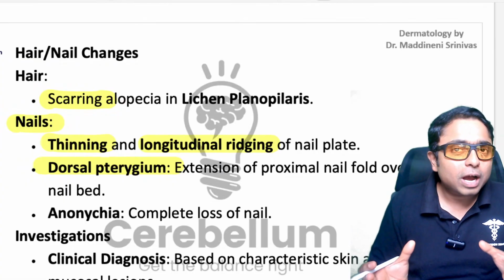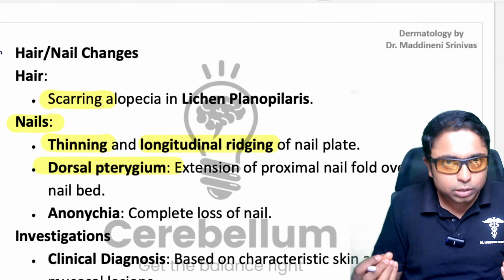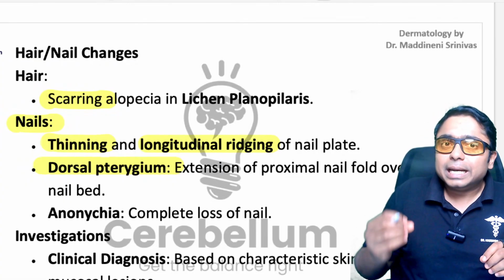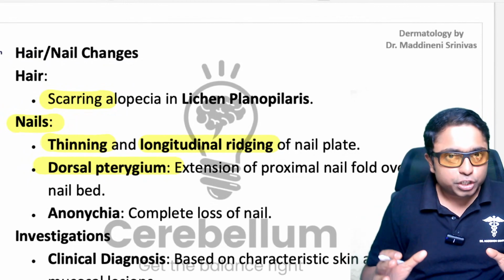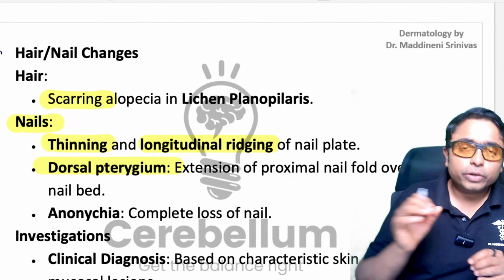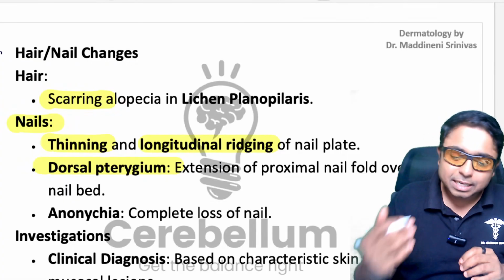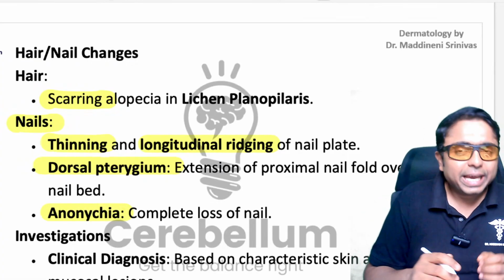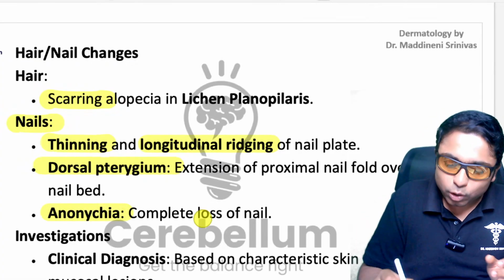pterygium, I hope you have heard of it in your ophthalmology also. So there will be a nail plate destruction where the proximal nail fold is going to destroy the nail plate and it will attach itself onto the nail bed. Anonychia, even complete nail loss, can also occur.